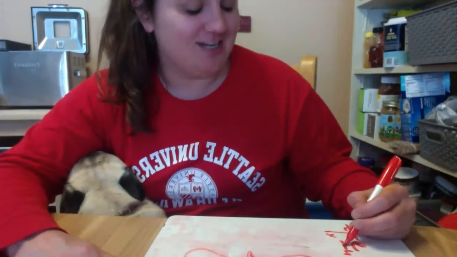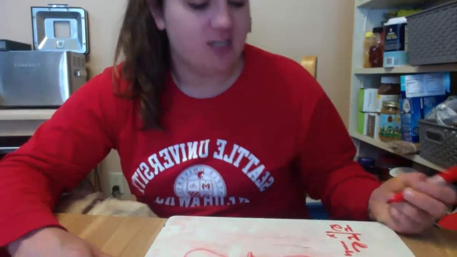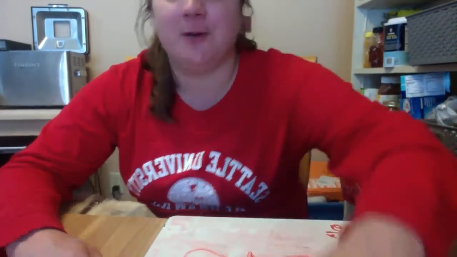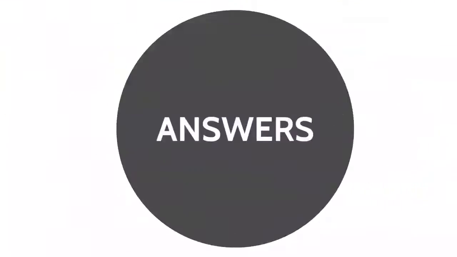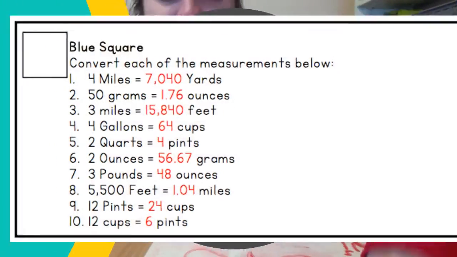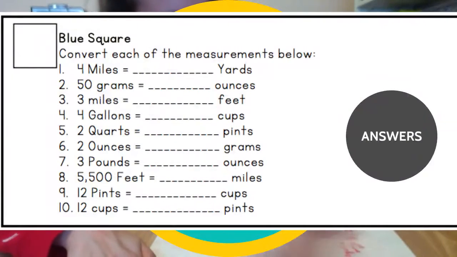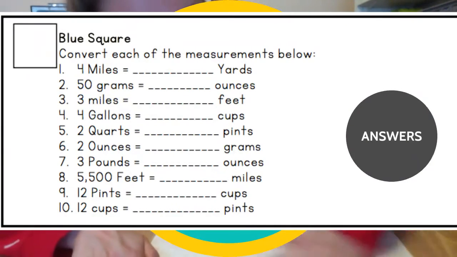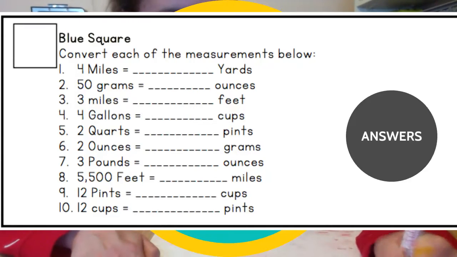4 times 1 is 4, plus 2 is 6. So my answer here is 64. And let's double check. That totally checks out. The last one that we're going to do together says 2 quarts is equal to how many pints?